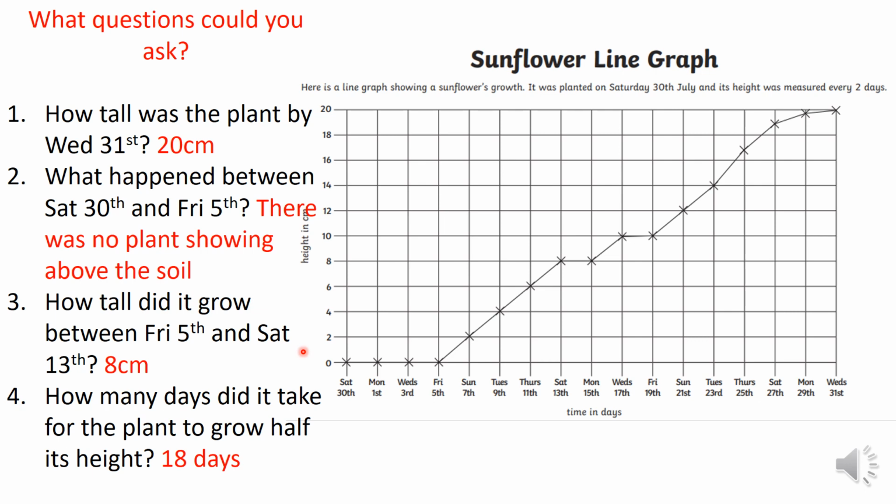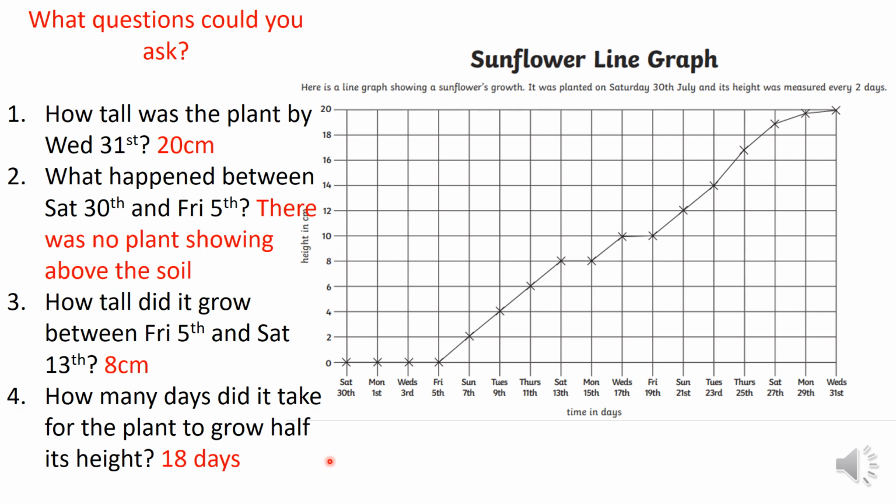Question 3. How tall did it grow between Friday the 5th and Saturday the 13th? So Friday the 5th is here at 0, and Saturday the 13th is here, and I go up and across, and I can see that it's 8 centimetres. Therefore, it grew 8 centimetres between that time.